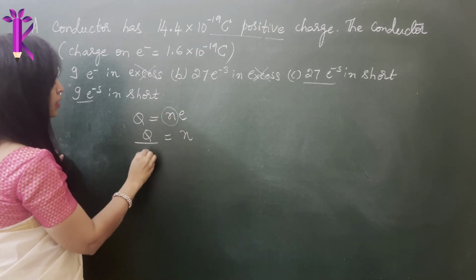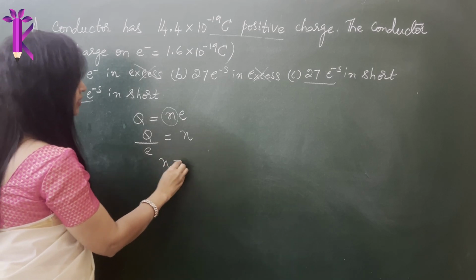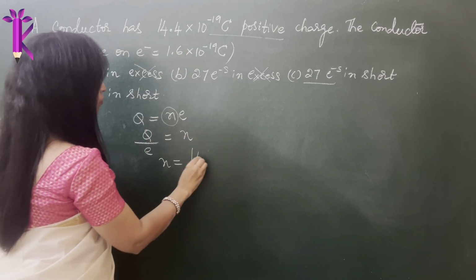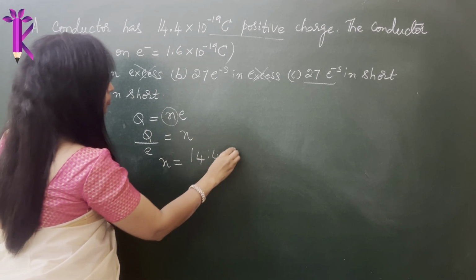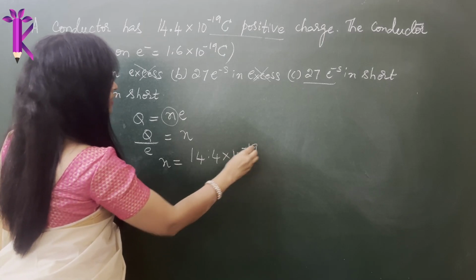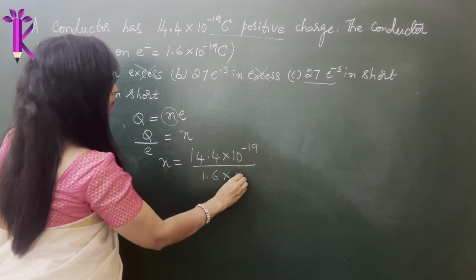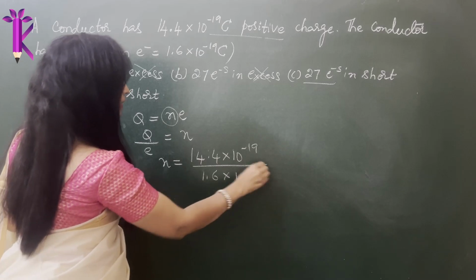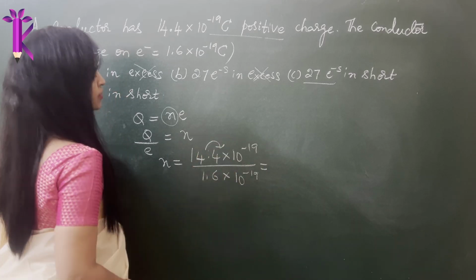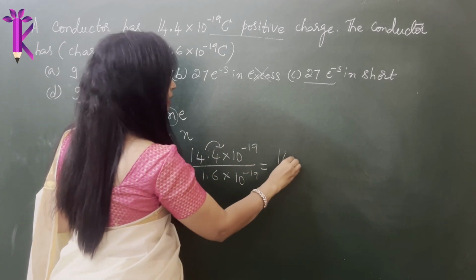N is equal to Q divided by E. So N is equal to, what is the total charge? It is 14.4 into 10 to the power of minus 19, whole divided by 1.6 into 10 to the power of minus 19. Let us shift the decimals. If you shift the decimals, it will be 144.